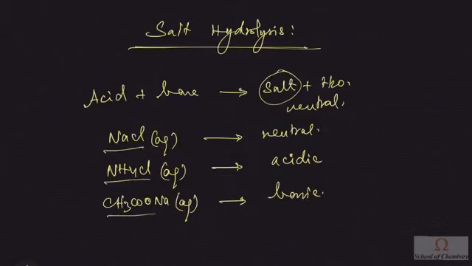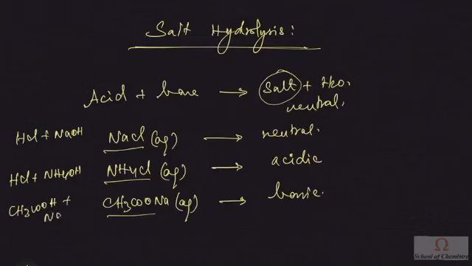Of course, sodium chloride can be obtained by the neutralization of hydrochloric acid with sodium hydroxide, and ammonium chloride can be obtained from hydrochloric acid with ammonium hydroxide, that also we know. And when acetic acid is neutralized with sodium hydroxide, we get sodium acetate.